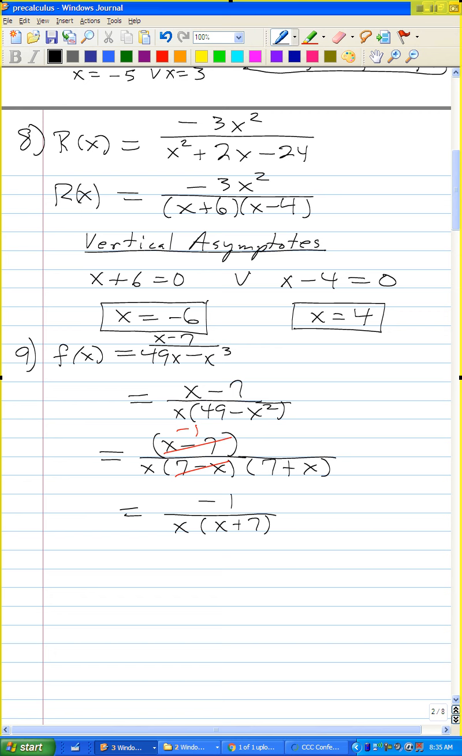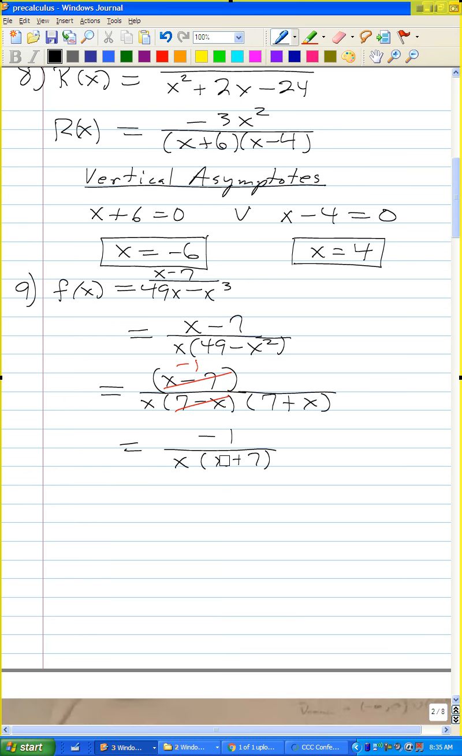I couldn't set the denominator to 0 before because I could have had this cancellation, in which case instead of being a vertical asymptote, it could just be a place where I have a deleted point on the graph. So that's why these canceled. Because these canceled, I actually don't have a vertical asymptote at 7.